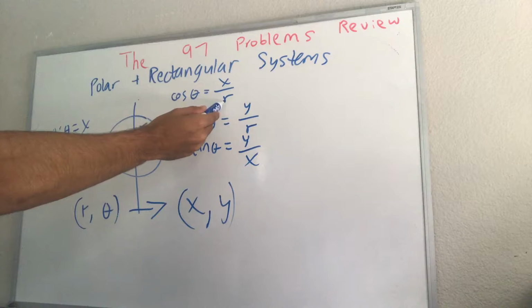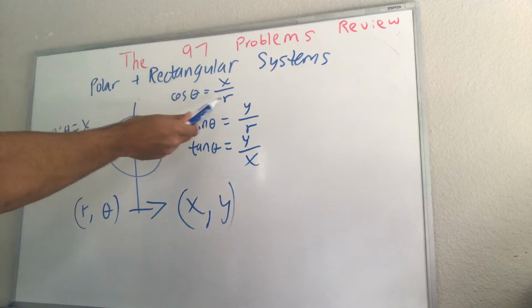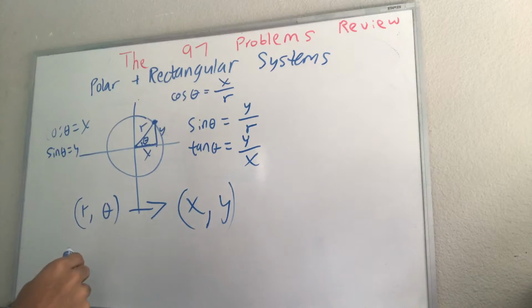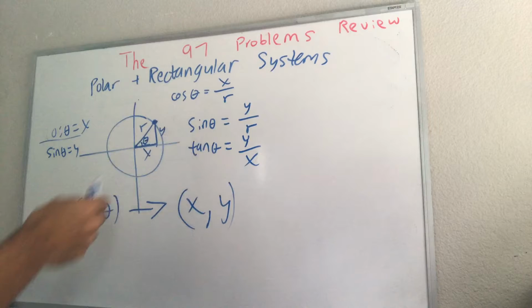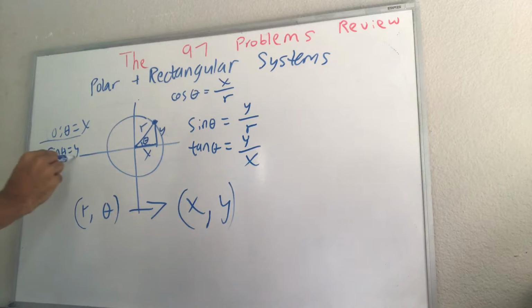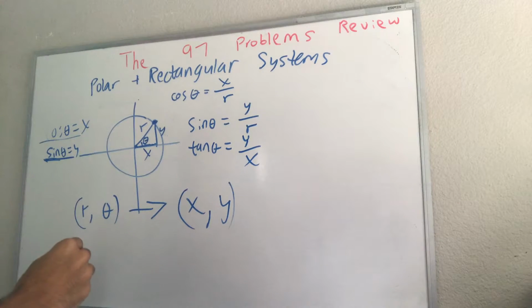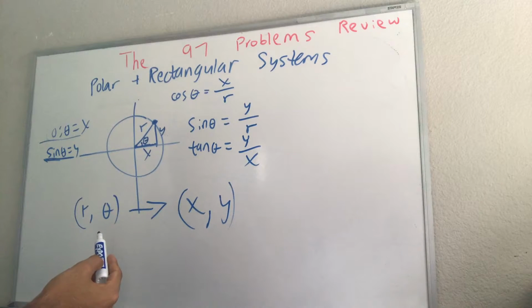If your radius is 1 here and you multiply both sides by 1, you're left with cosine θ equal to x. Similarly, if r is 1 and you multiply both sides by 1, you know that sine θ is equal to y. That's how we define the unit circle when we were memorizing our trigonometric ratios. So any point on the unit circle is (cosine θ, sine θ).